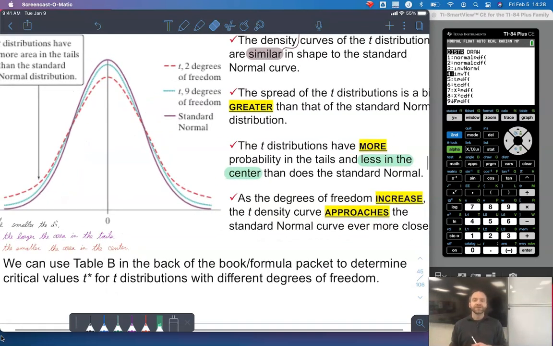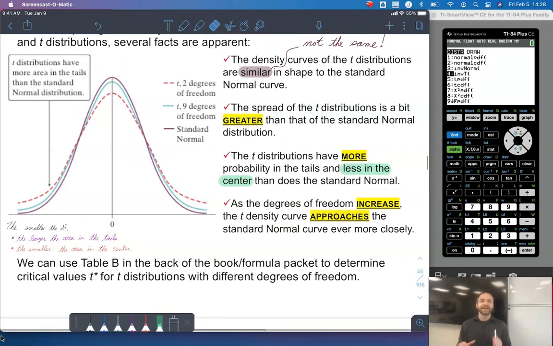Now we can use, in the back of the book or on our formula sheet, table B to help us find our t values based on degrees of freedom, or we can use that calculator up above. Again, notice where I'm at in that calculator to help us find our t distributions based off of a degree of freedom.